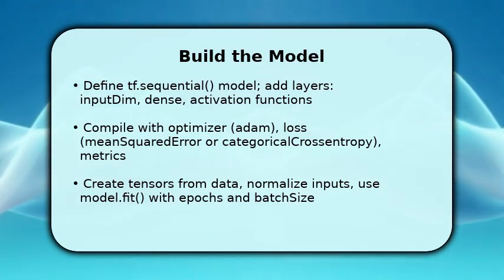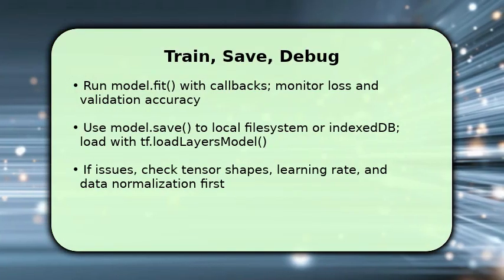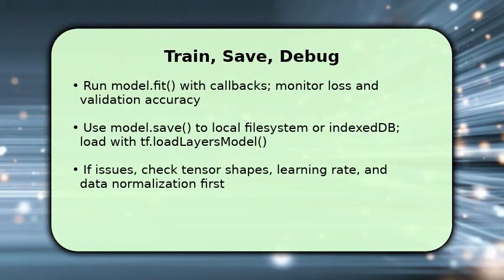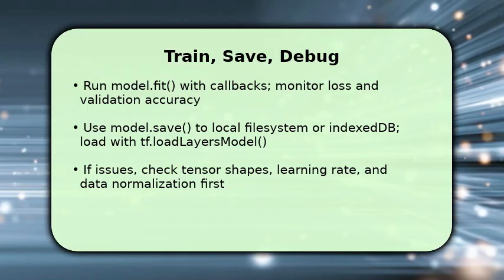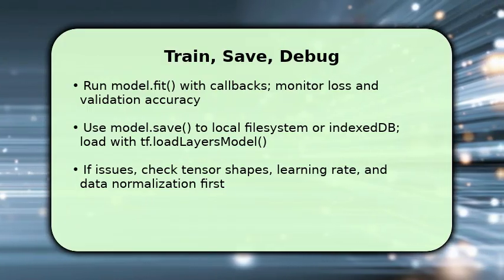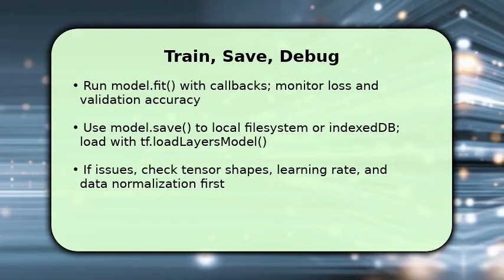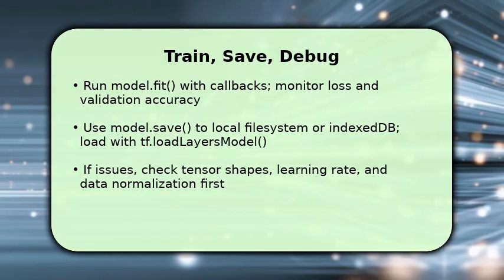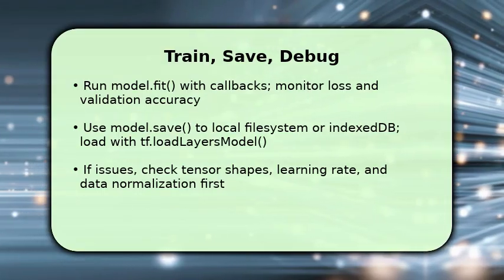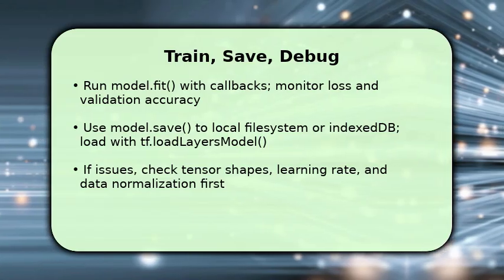You finish by training, exporting, and validating the network. Call model.fit, with a validation split and callbacks to log metrics. Watch loss curves to know if you're underfitting or overfitting. When satisfied, save the model via model.save to the file system, local storage, or IndexedDB so you can reload with tf.